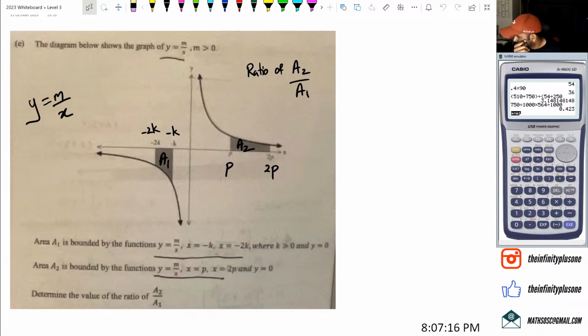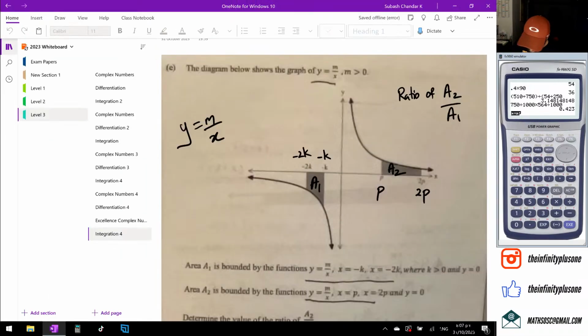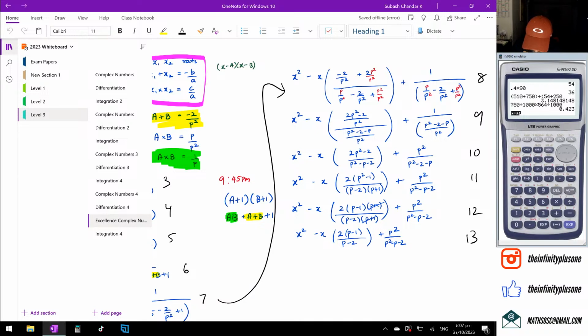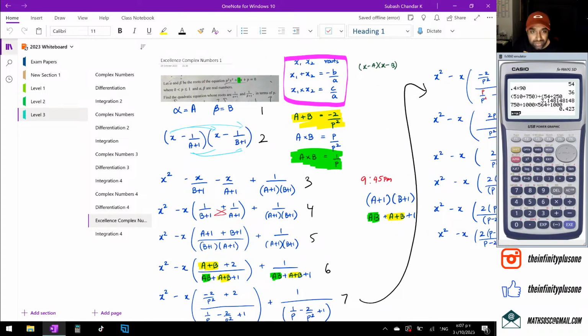Last level 3 complex numbers. Where did that question come from? Was this the one that we did? This one here. I don't know. Someone sent it to me. I can't remember where it came from.